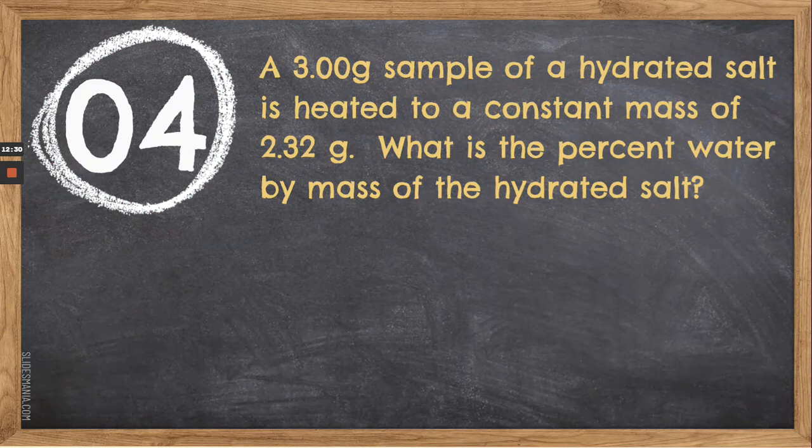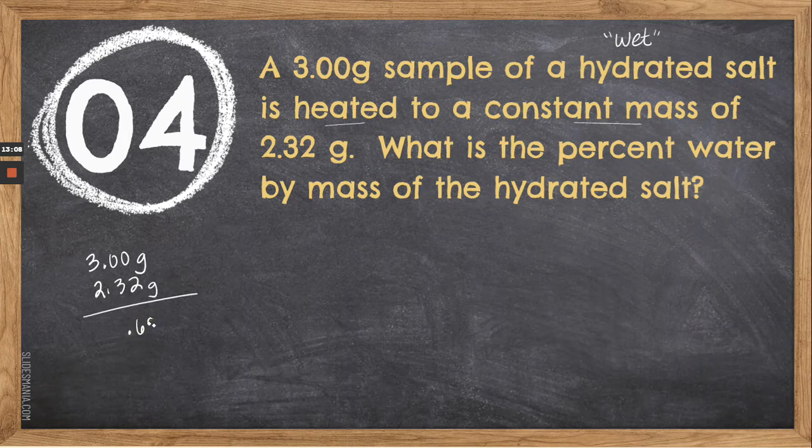All right, now same thing, only worded differently, a little more of a look and see, figure out how this looks as a scenario kind of thing here. So here we've got, right, a hydrated salt. So think about the word hydrated. This is our wet salt. It's got our water locked into it. And while it's got the water locked into it, it weighs 3 grams. And then we heat it up until the mass is constant. So that lets us know we've gotten all of the water out and it's not changing anymore. So that means that our dry sample weighs 2.32.